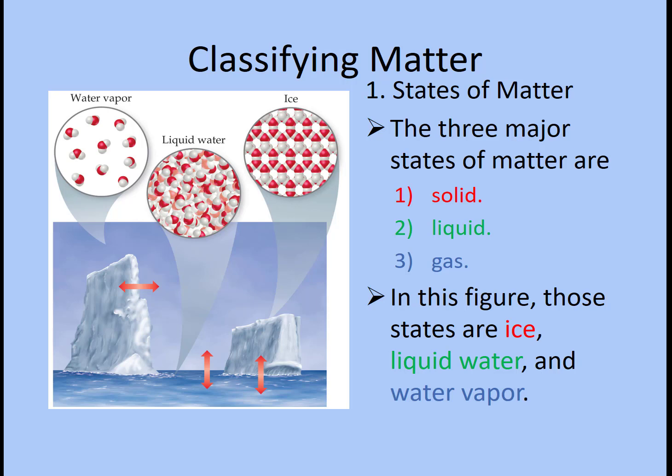Notice that the molecule doesn't change. So it's still H2O, two hydrogens, one oxygen. But we see that in the ice, it's more of a crystal structure. In the liquid water, it's more jumbled, but the molecules are close together. And in your vapor, the molecules are further apart.